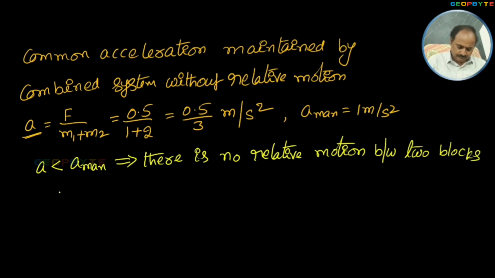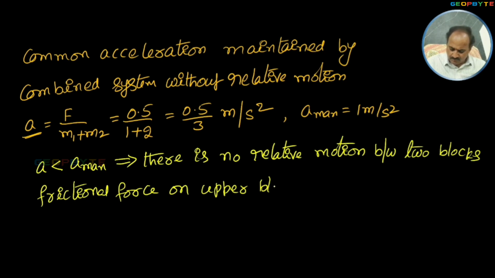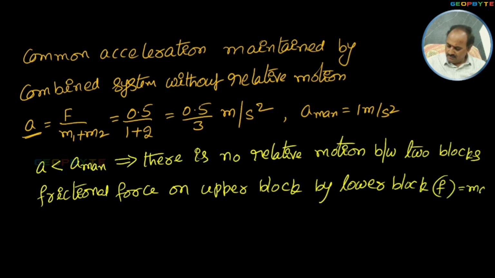Then let us decide the frictional force on the upper block by the lower block. F equal to M into A. So what is the mass of the upper block? 1, into acceleration 0.5 by 3. It is equal to 0.5 by 3.